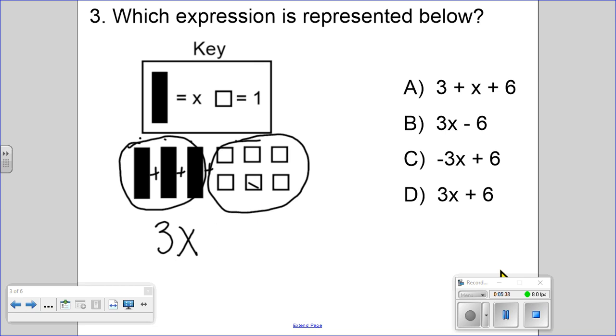They're separate terms. So I'm going to write plus. And how many ones did I have here? 1, 2, 3, 4, 5, 6. So this is going to be 3x plus 6. So which choice is that? That's going to be choice D.